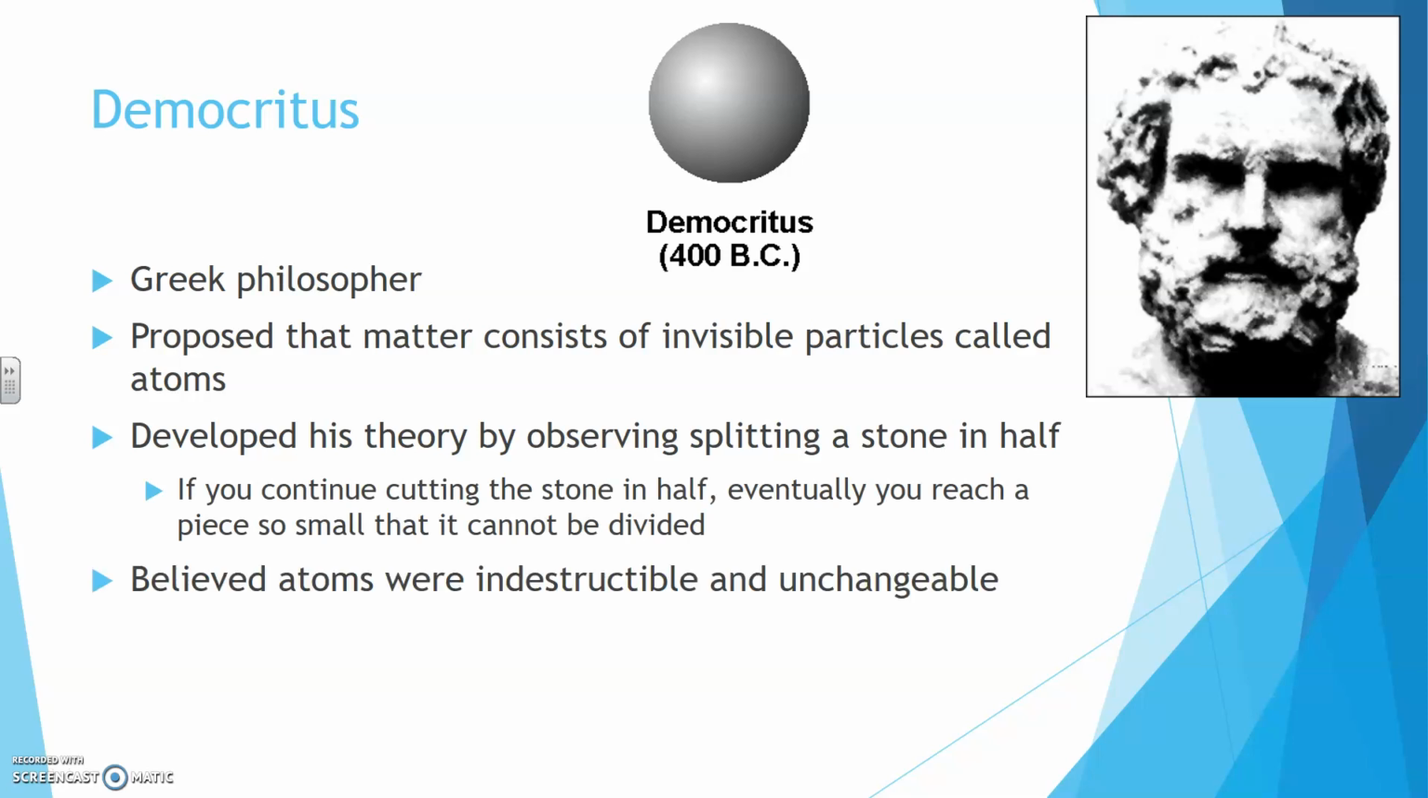Here we go. He believed that atoms were indestructible and unchangeable. So you couldn't split an atom, which we know is not true, and you also couldn't change anything about an atom, which we also know is not true. So while he did have the right idea going into this, he was wrong on several key points. He also believed that atoms are solid. As you will see in a little bit, they are most certainly not solid.